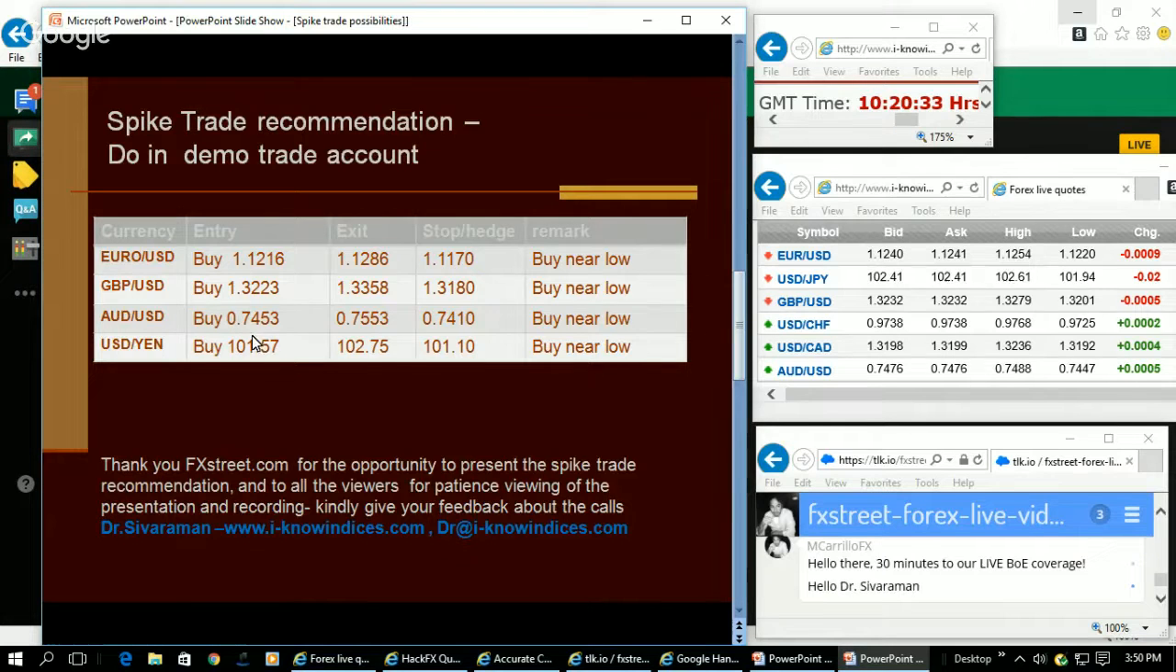Then in the case of Australian dollar, buy 0.7453, you can keep a buy order, and in the event they just hit and fill the order, then you can wait with the hedge order to limit the risk, 74.10.